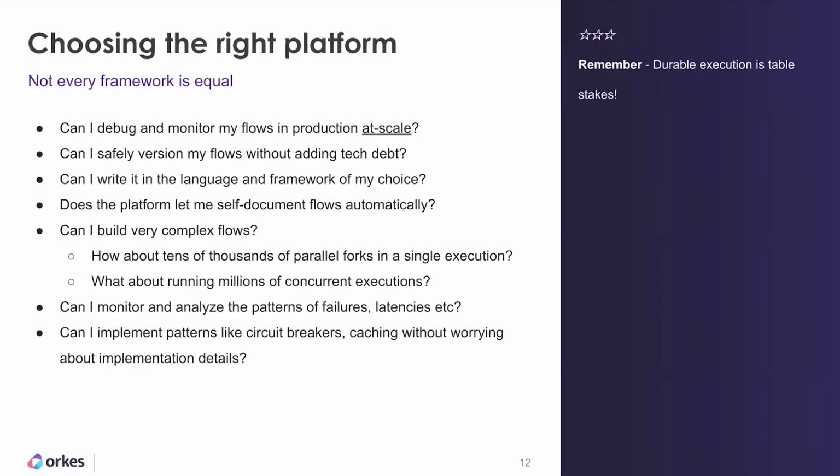Like in terms of self documentation of the flow, can I build really complex flows where I have thousands of parallel forks, if not tens of thousands, right? Can I run millions of concurrent executions, not serial, like literally running them in parallel? I have 20 billion order processes that are currently in progress, and they are probably all going to complete before, let's say, 26th of December. Can I do all these things?